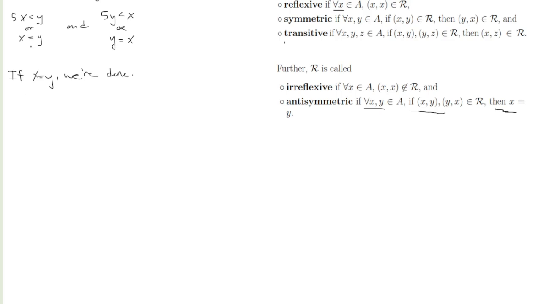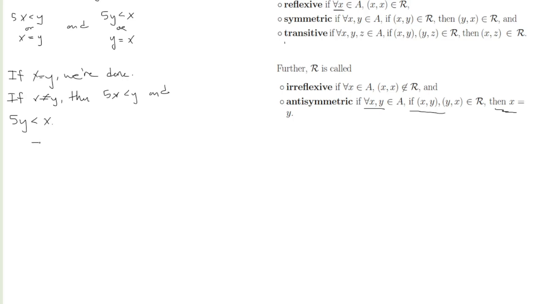Otherwise, if x is not equal to y, then what do we have? Well, we have that 5x is less than y, and at the same time, we have that 5y is less than x. Do you see the contradiction coming?